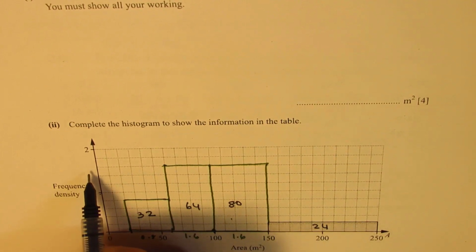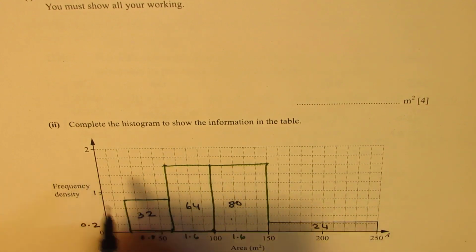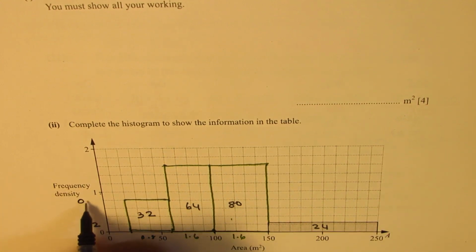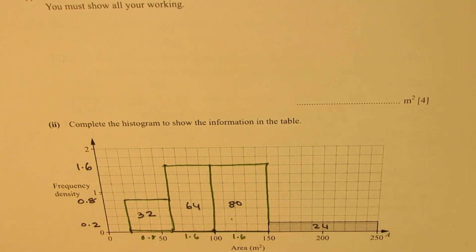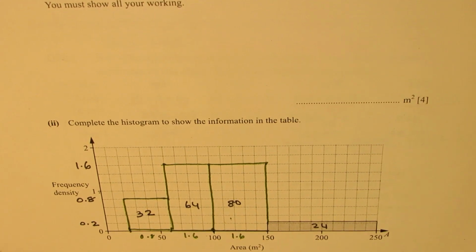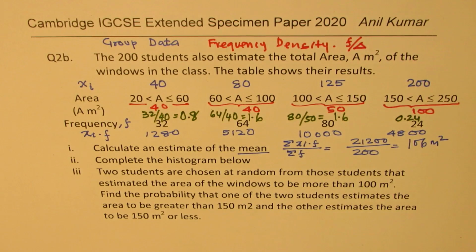The height of these bars, the histograms, is, here it is 0.8, and here it is 1.6, correct? So that is how you're going to complete it. So I hope that is absolutely clear, right? So let's move on and do the next question, right? So we have done this on the graph paper.